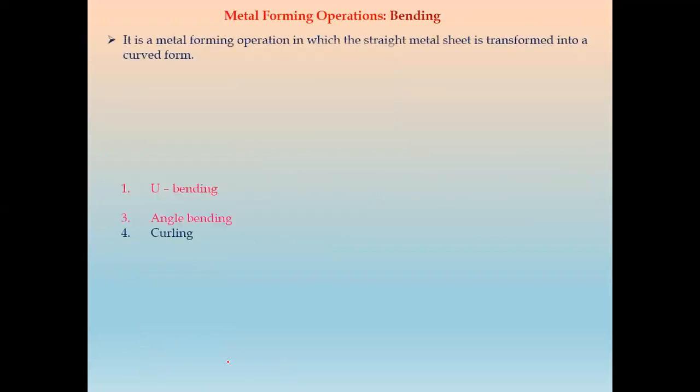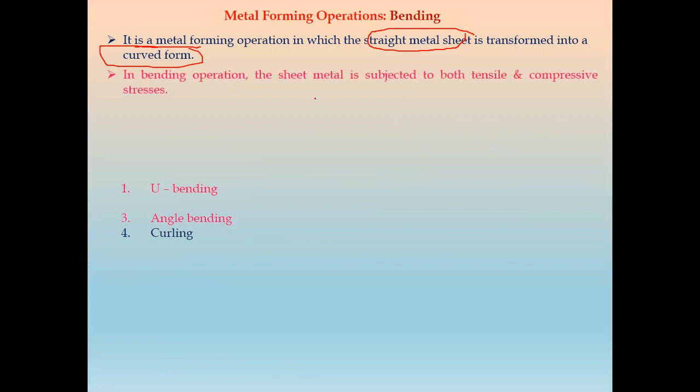So if you see metal forming operations, or we can say bending, we will see the bending operation first. Now what is meant by bending? It is a metal forming operation in which a straight metal shape is transformed into a curved form. So a straight metal sheet is converted into a curved sheet or curved form, and that is called a bending operation. In bending operation, the sheet metal can be subjected to both tensile as well as compressive stress.